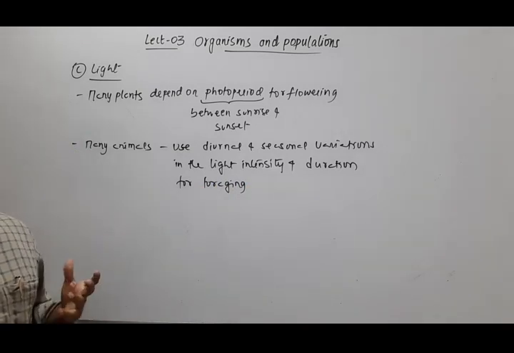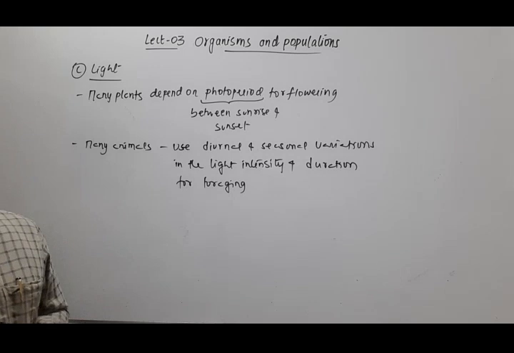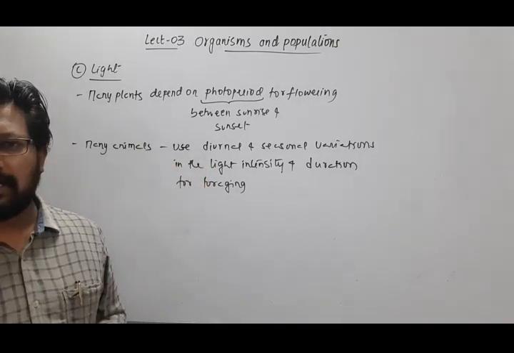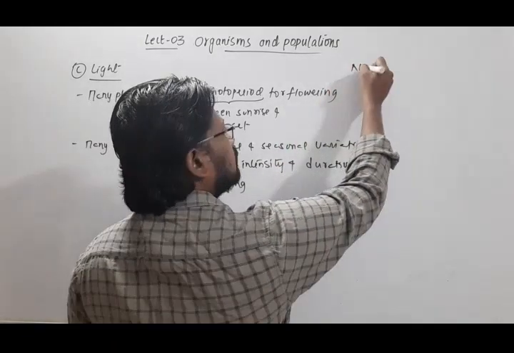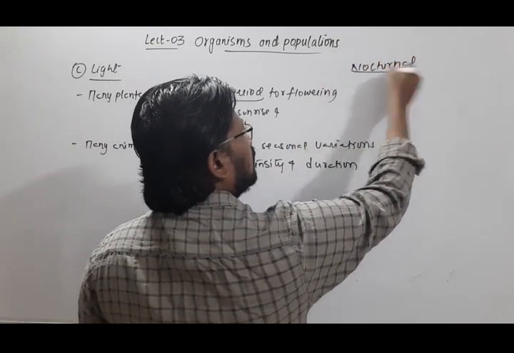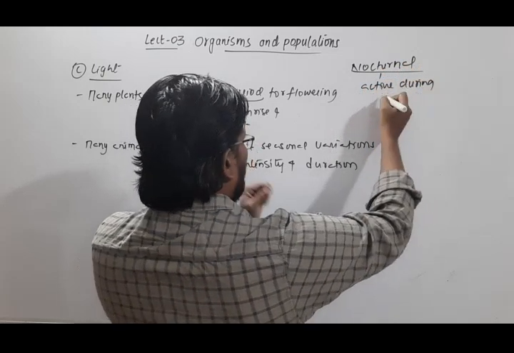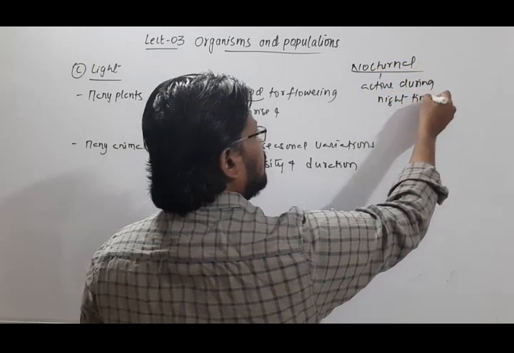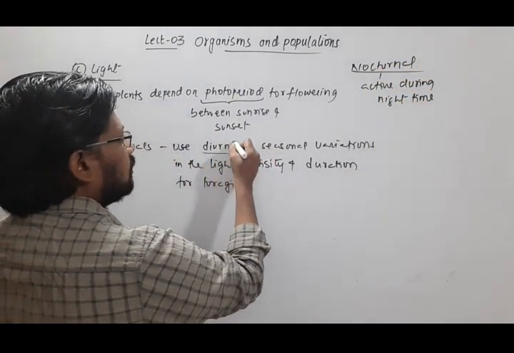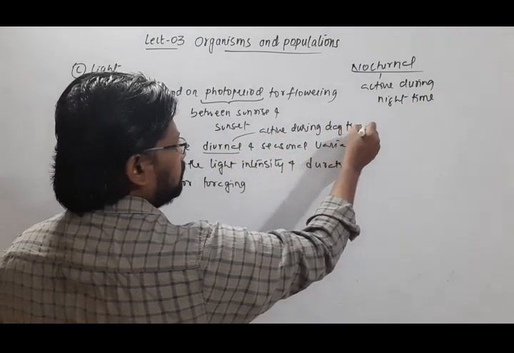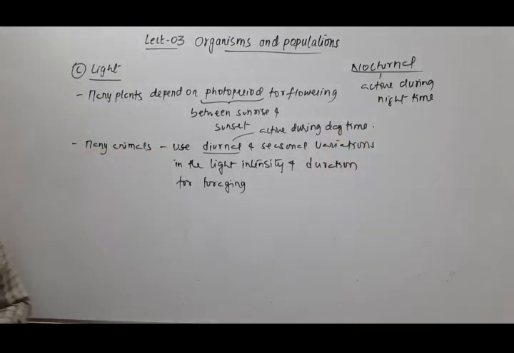Of course, some have adapted to go foraging in the daytime. The organisms that are active during daytime are called diurnal. We have another word, nocturnal, which means they are active during nighttime, whereas diurnal animals are active during daytime. So these animals use the diurnal and seasonal variations.